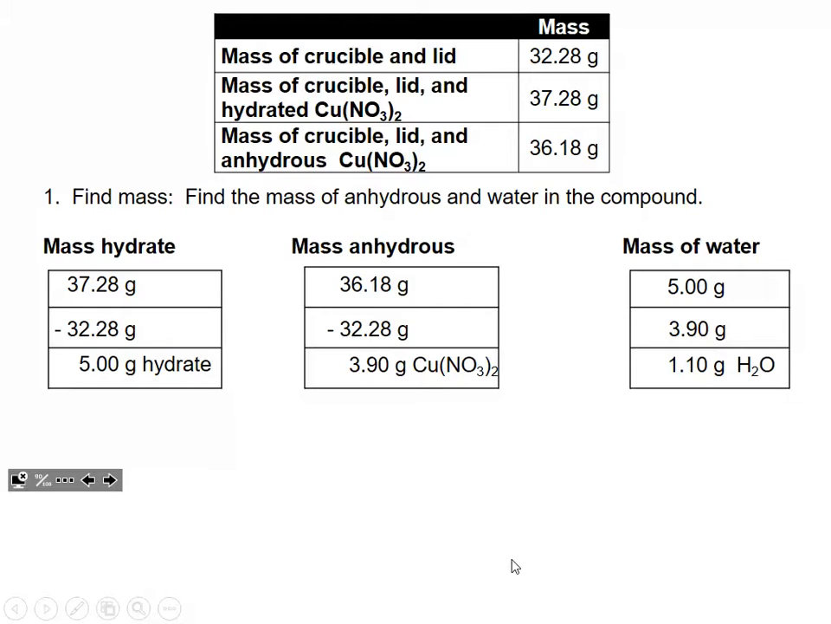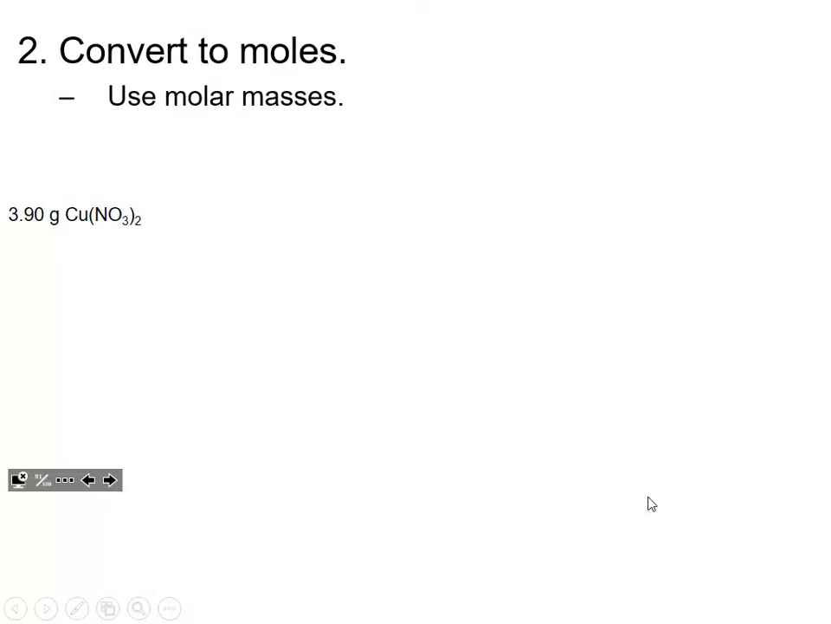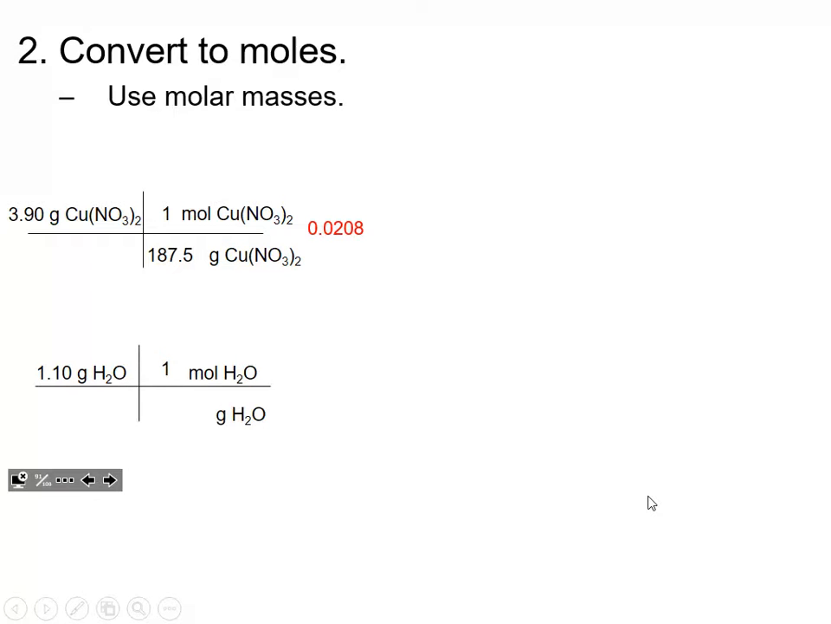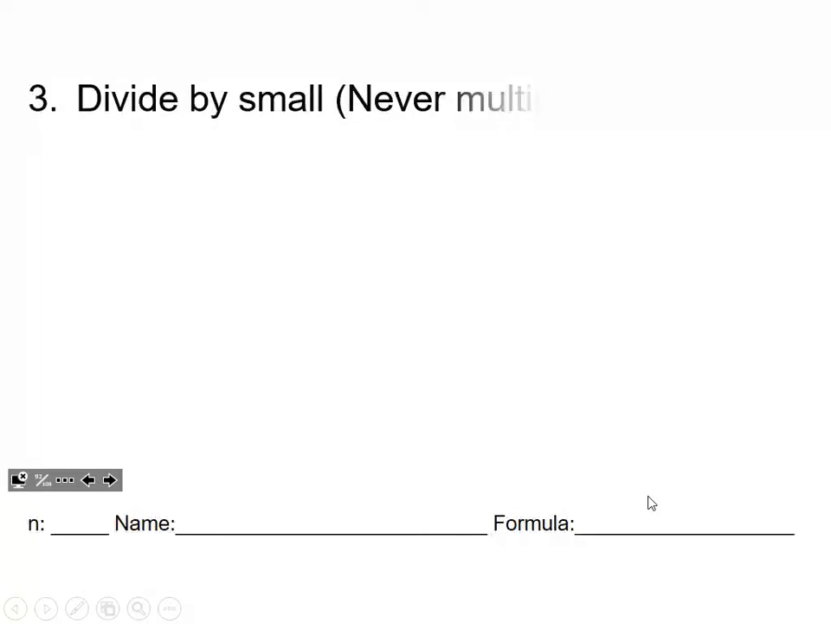Now we're back. So once again, this is step 1, finding the mass. So we did that. Remember, we're going to cross out the hydrate, so we only find the mole amount of the anhydrous and the water. So I start with my anhydrous, set up my workspace. Hopefully you got 187.5 for the molar mass of copper 2 nitrate. I got 0.0208 with 3 sig figs. Now I'm going to do the water. Divide by 18.0, that's the molar mass of water, and I get 0.0611. Those zeros don't count. Write it like a formula.